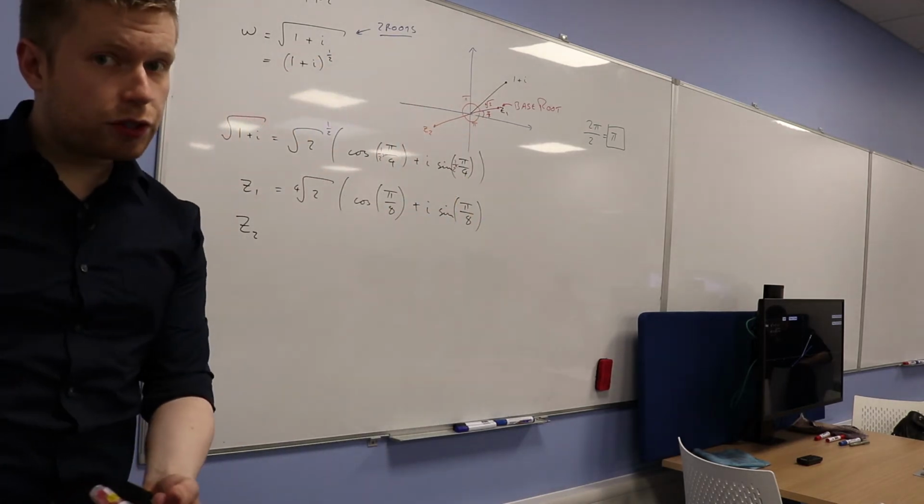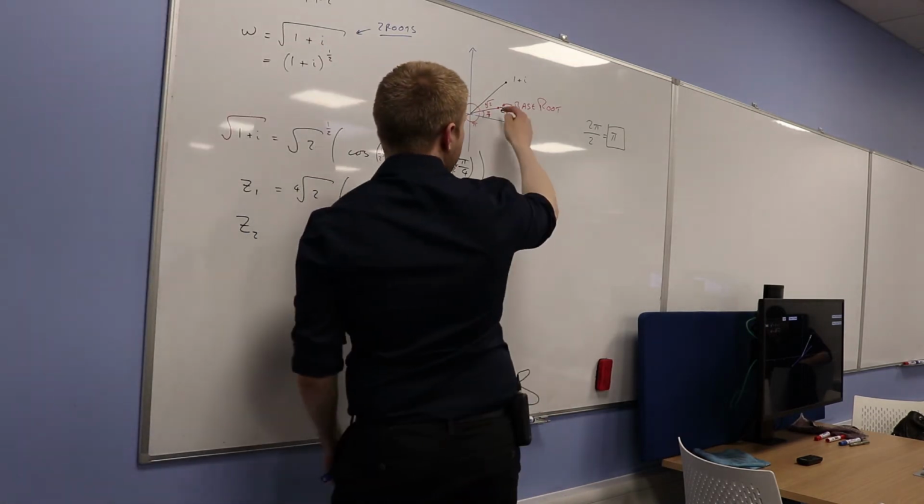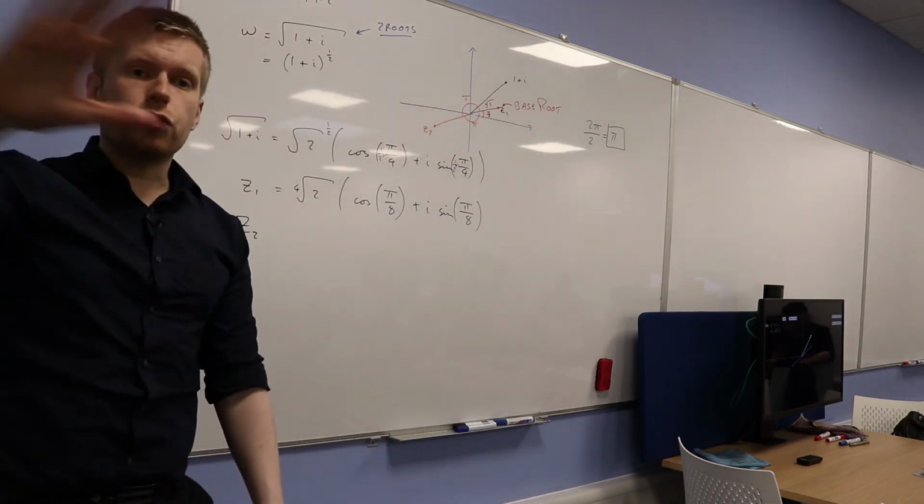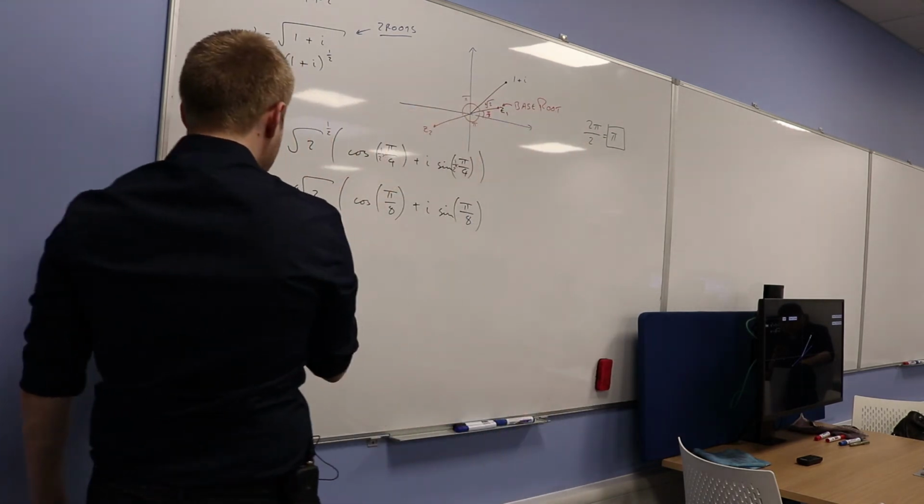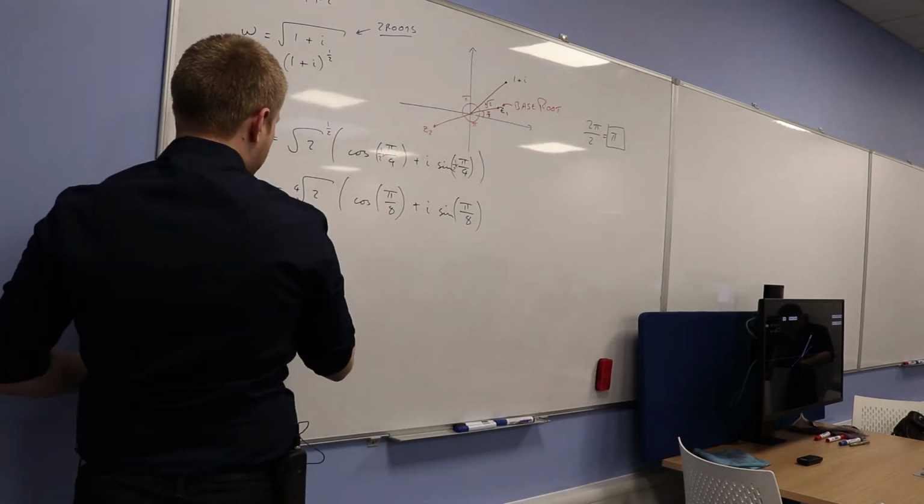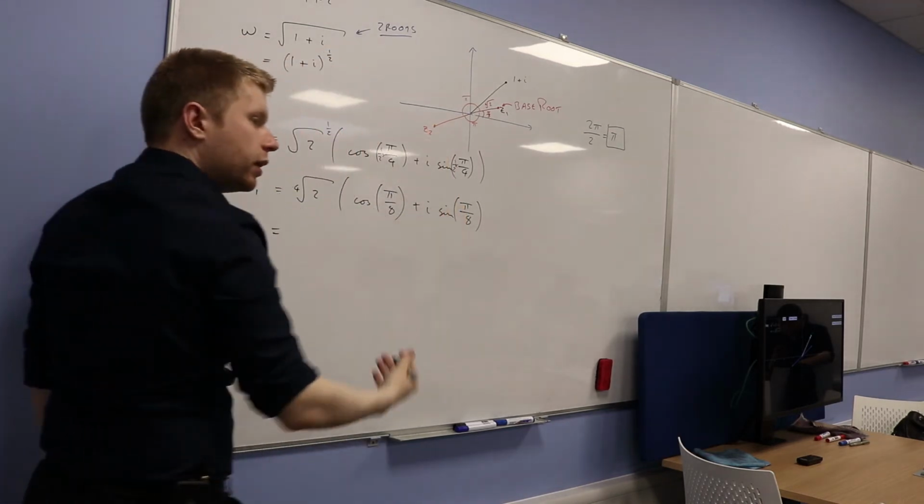So the spacing is still the same. This is what I say. If you're able to find the base root, the other roots fall out because you understand how they're spaced. Okay? So could anybody tell me, what would Z2 be? What would this root here be, written in polar form?